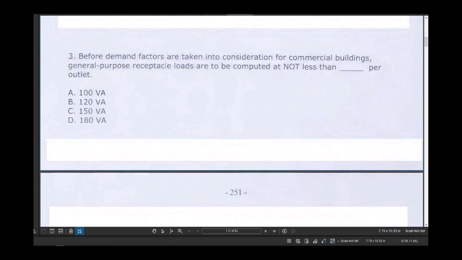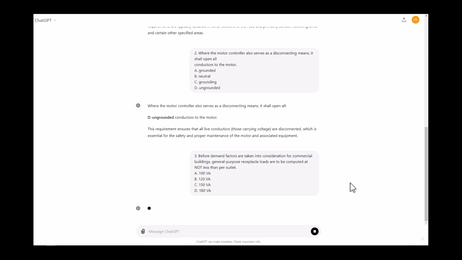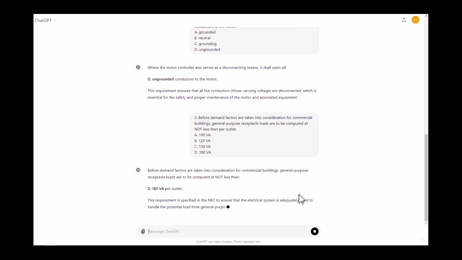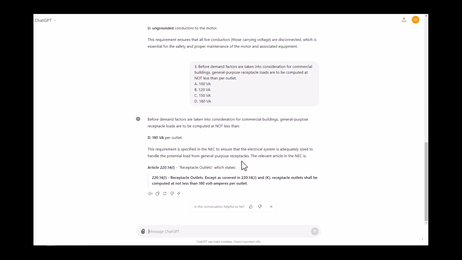If I go to ChatGPT, I already put the question here. Let's see what the answer is. D, 180 volt-amps per outlet, and the more detailed description is here; you can read through and see if it's correct or not. But as far as the answer is correct and exactly what we read here, except as covered in 220.14(J) and (K), receptacle outlets shall be computed at not less than 180 volt-amps per outlet. See you guys in the next question.